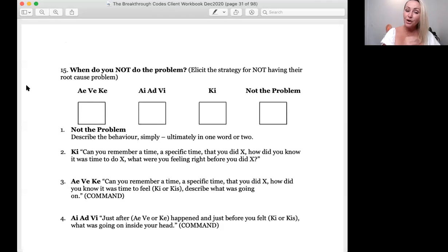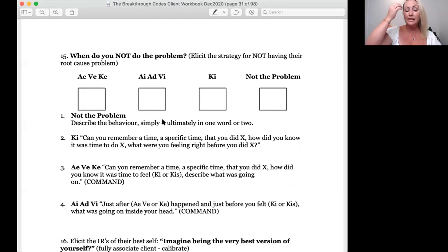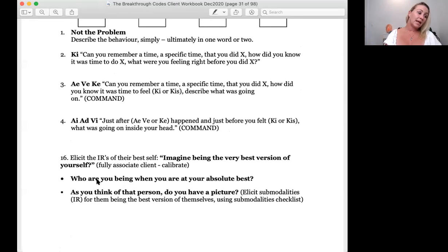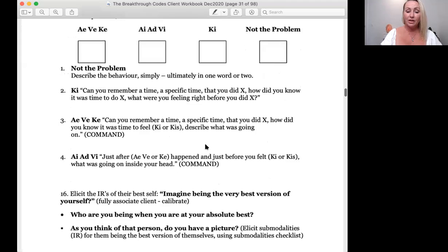So when do you not do the problem is next. We're going to elicit the strategy for when they do not have the root cause problem. It's pretty simple. When they do not do the problem, what do they do? You could elicit, write down the behavior there, describe the behavior simply, and then elicit the strategy. Pretty easy. We do this because we want to understand how they don't do it and install that for them at the unconscious level more often. And we can utilize it later.